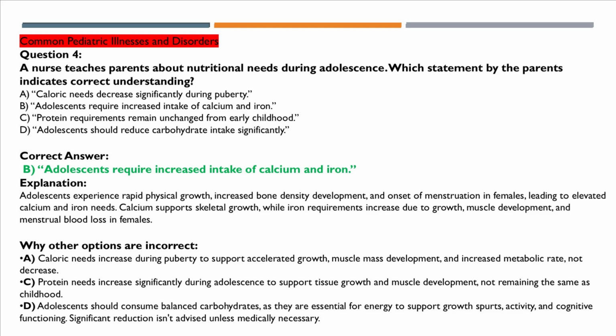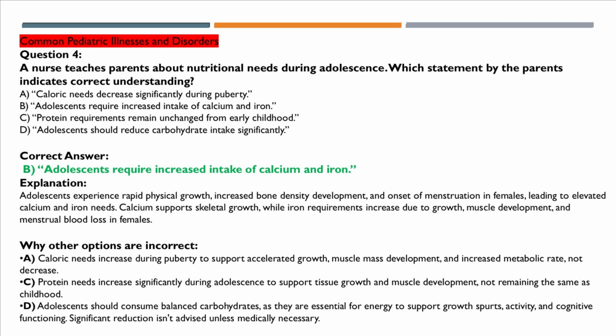Common pediatric illnesses and disorders. Question 4. A nurse teaches parents about nutritional needs during adolescence. Which statement by the parents indicates correct understanding? A. Caloric needs decrease significantly during puberty. B. Adolescents require increased intake of calcium and iron. C. Protein requirements remain unchanged from early childhood. D. Adolescents should reduce carbohydrate intake significantly. Correct answer: B. Adolescents require increased intake of calcium and iron.